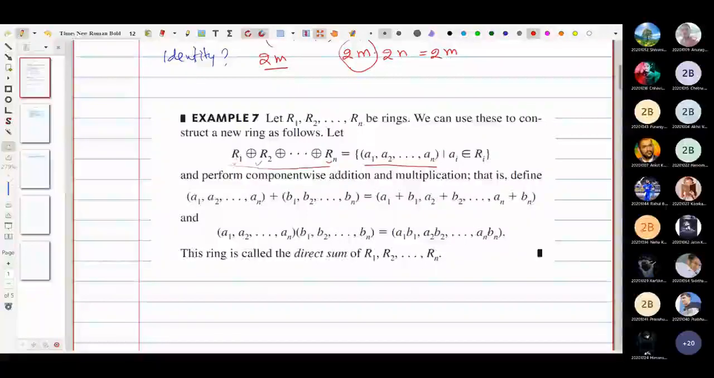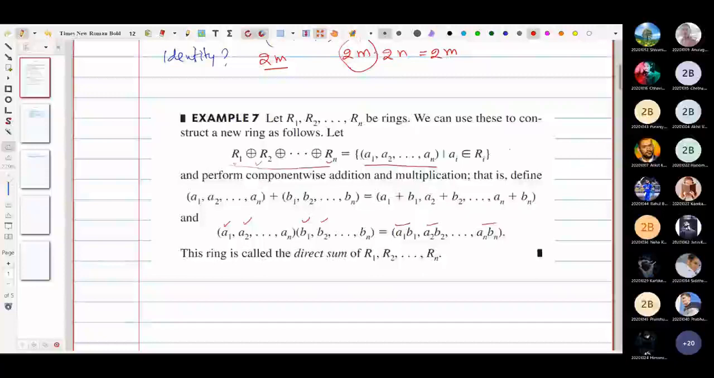Where ai belongs to Ri. So a1 belongs to ring R1, a2 belongs to ring R2, a3 belongs to ring R3, like this. And then addition is defined as component-wise addition, and multiplication is defined as component-wise multiplication: A1 times B1, A2 times B2. So A1 times B1 is the first element, and A2 times B2 is the second element. Similarly, A1 times Bn is going to be another element.